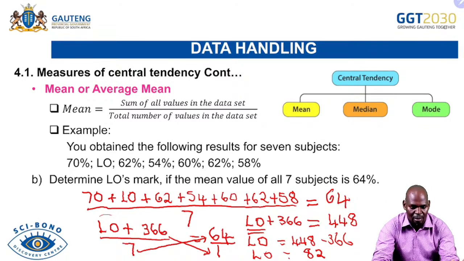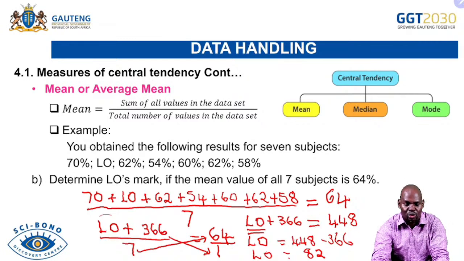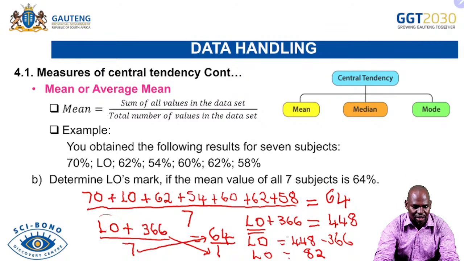Remember, this one is a little bit longer than when you calculate the mean only. In this case, the value of the mean is given, and we have to find the missing mark for LO. So this is how we calculate it. Remember, this is just an example, and then we'll come to the activities later on.